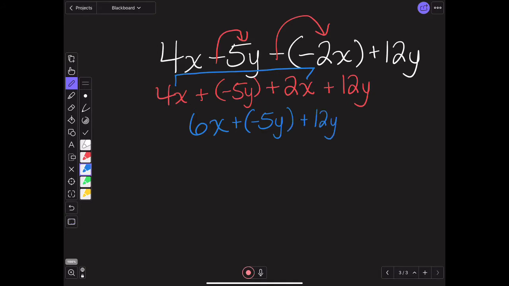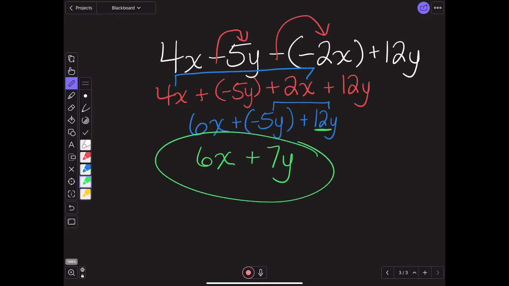Okay, so now we're going to combine the y's. So we have different signs, subtract, take the sign of the higher number. In this case, the 12 minus 5 is 7. Take the sign of the higher number. The higher number here is positive, so it'll be a positive 7y plus 6x. And those cannot be combined. X's and y's are different. And so that is your final answer, 6x plus 7y.